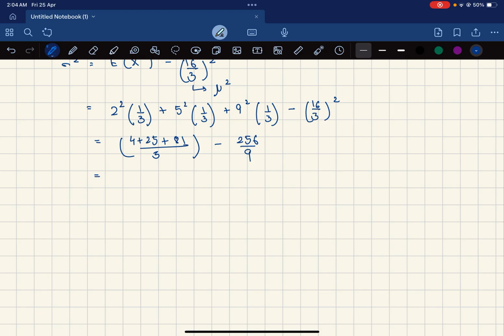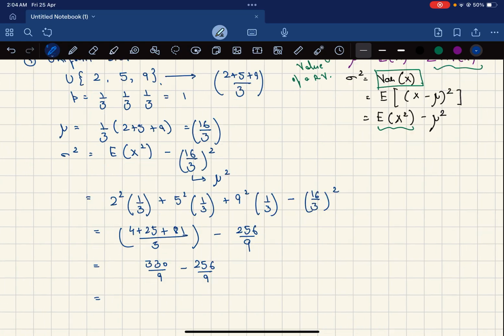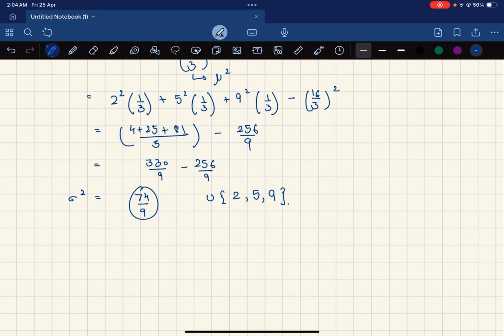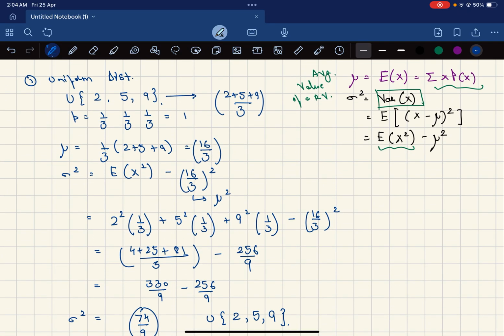This is calculated as 110 divided by 3, and then we multiply it by 3 to get the denominator as 9, minus 256 upon 9, and this gives 330 minus 256, which is 74 upon 9. So this is the required variance of the uniform distribution, which had three possible values, 2, 5 and 9, and all of them are equally likely since it was a uniform distribution. So this is how we compute the mean and variance of a uniform distribution.